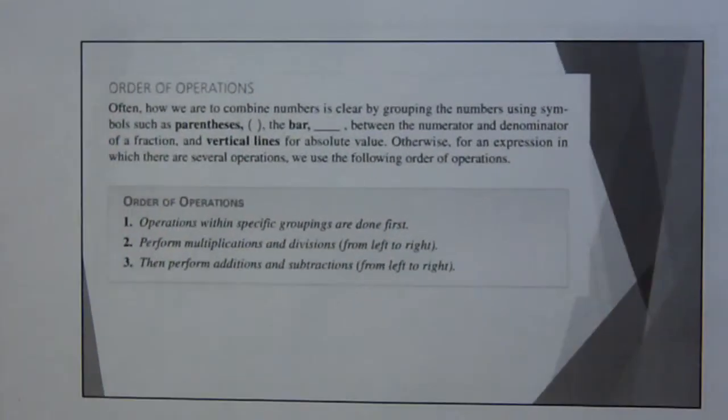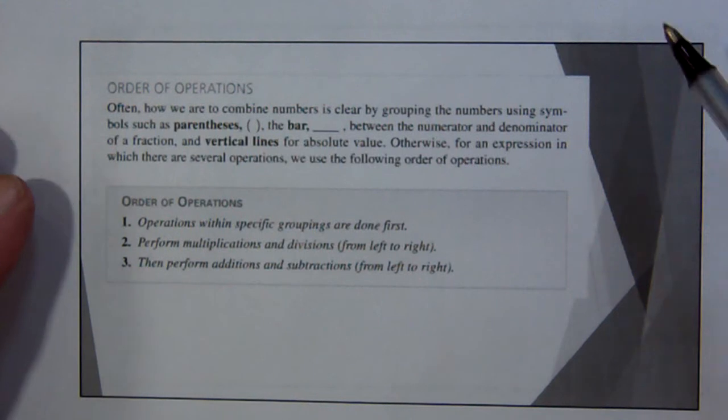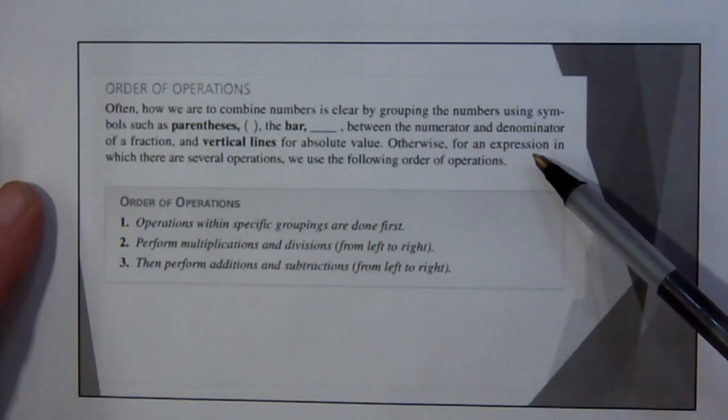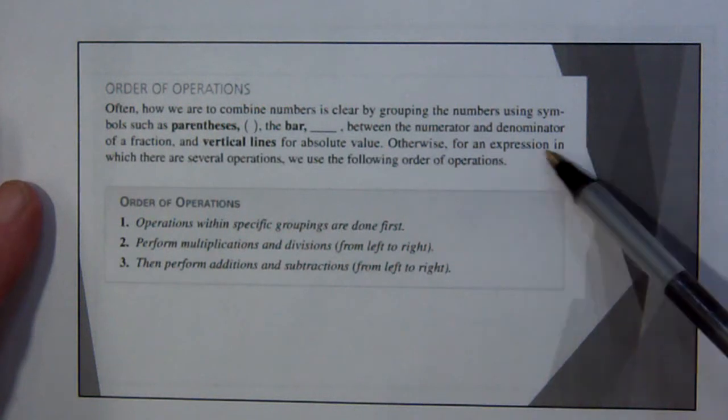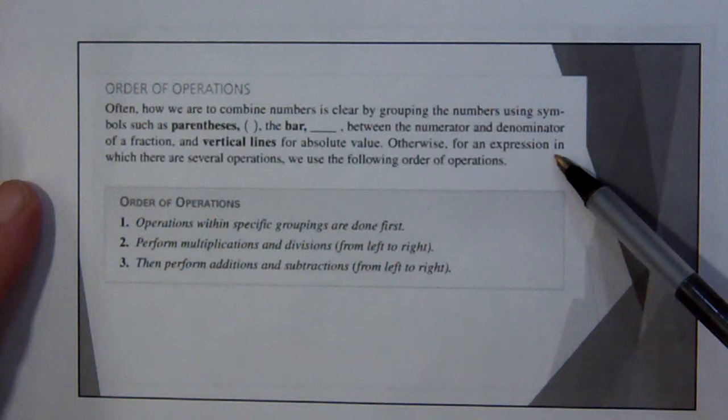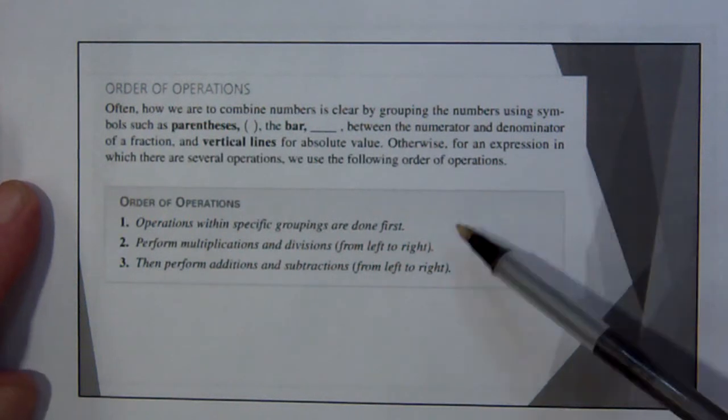Often, how we are to combine numbers is clear by grouping numbers using symbols, such as parentheses, the bar between the numerator and denominator of a fraction, and vertical lines for absolute value. Otherwise, for an expression in which there are several operations, we use the following order of operations.